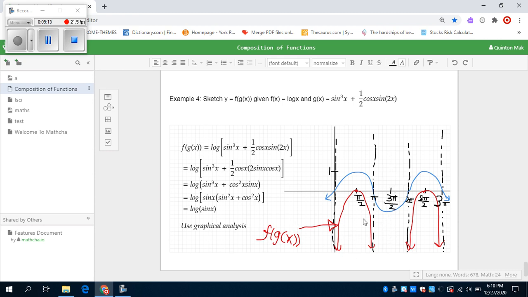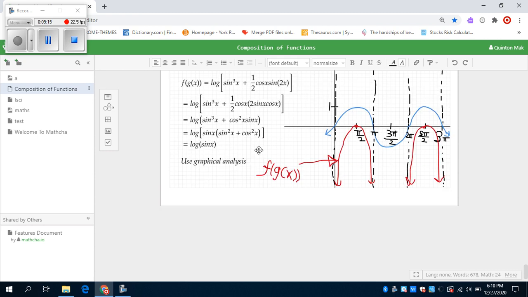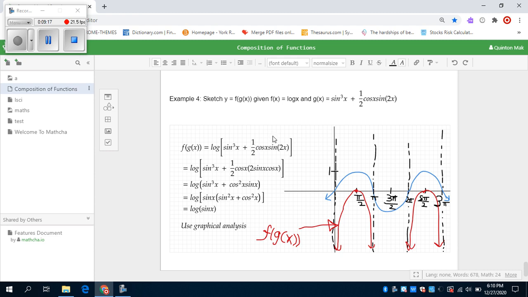Yeah, it's the end of 8.3 composition of functions. That's all I got. You can read the textbook for more stuff if you want to.